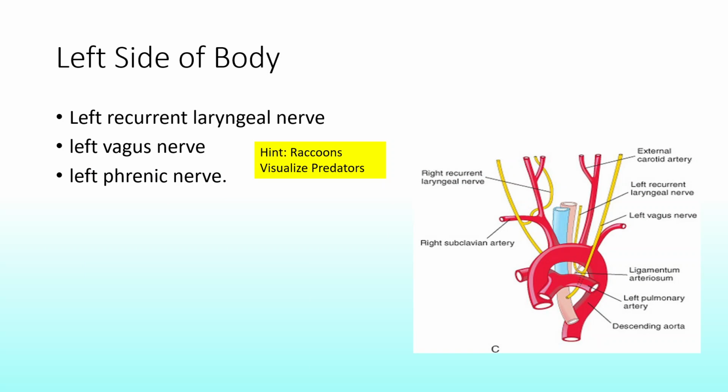Now, when we're talking about the left side of the body, we have the left recurrent laryngeal nerve, the left vagus nerve, and the left phrenic nerve. A mnemonic that I like to use is raccoons visualize predators. The left recurrent laryngeal nerve is next to the trachea, travels inferiorly and then superiorly to supply the larynx. The vagus nerve supplies the heart and all of the viscera of the thorax and abdomen. So vagus, so very hardworking. Phrenic supplies the diaphragm, and it's formed from the upper cervical spine, C1 to C3.